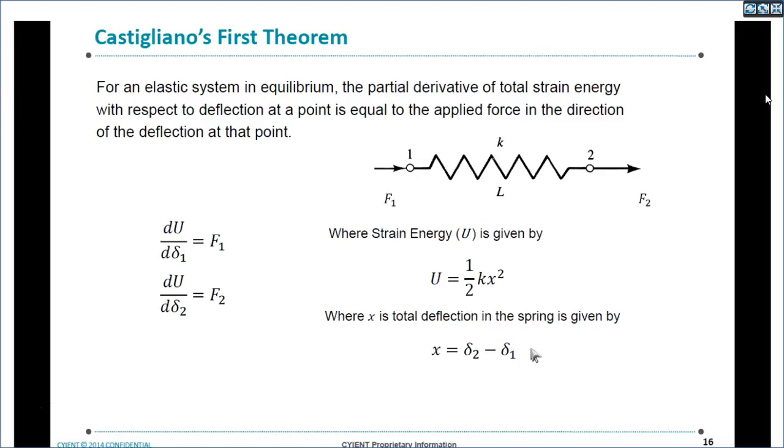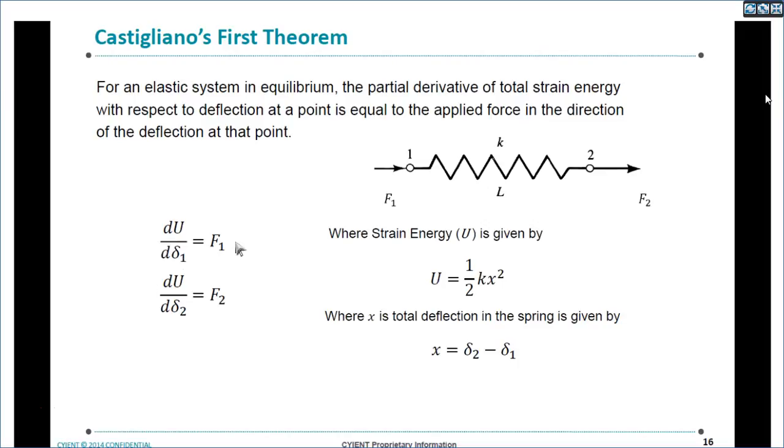Then Castigliano's first theorem. For any elastic system in equilibrium, the path is constant. It has some strain energy. When you differentiate strain energy with respect to deflection at one particular point, it will give the force value, the nodal force value at that point. The same thing is represented here.